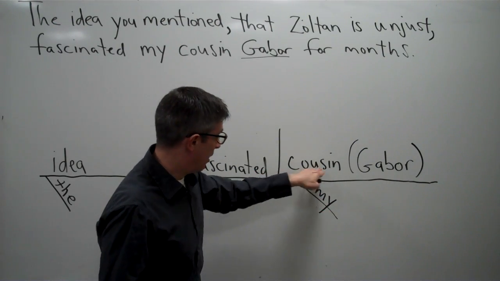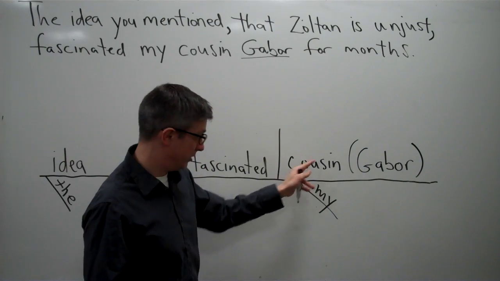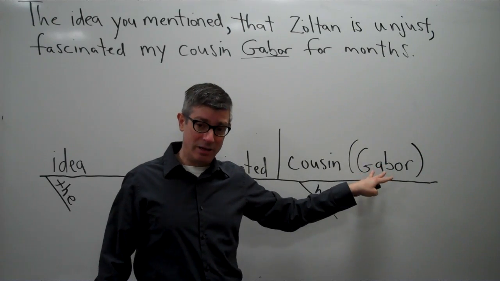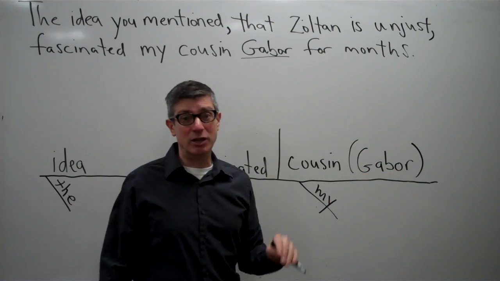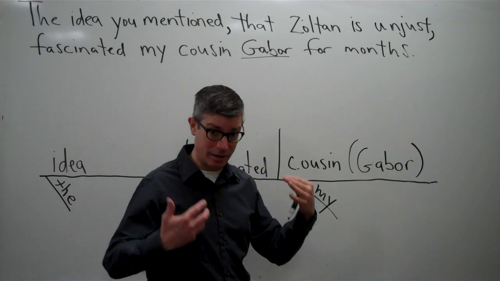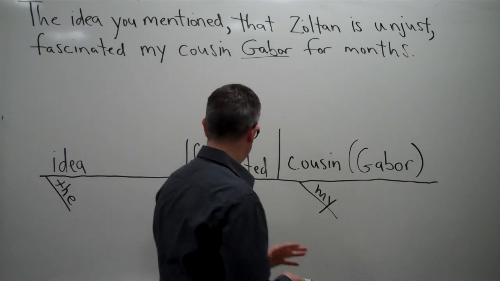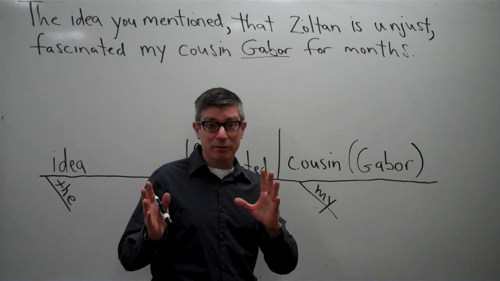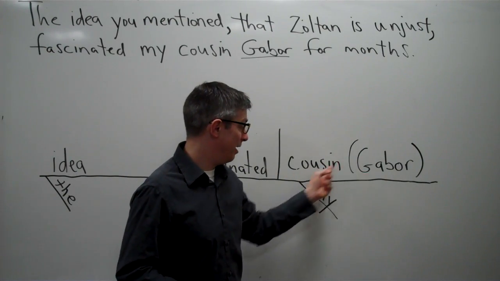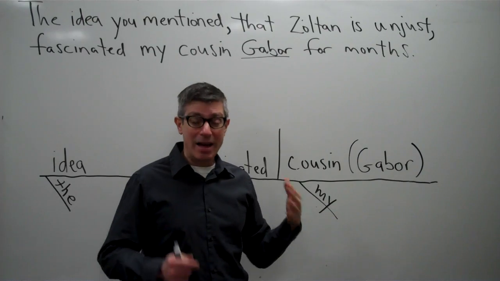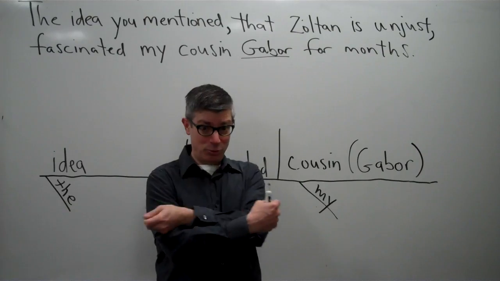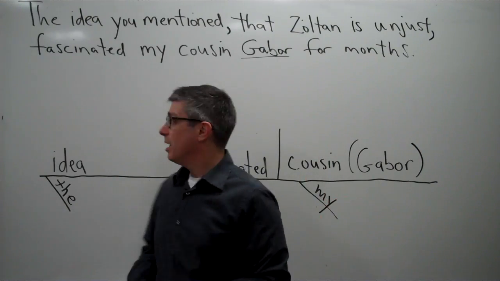So, my cousin, you see there the my descending from cousin, and then parentheses, Gabor. And that's how we indicate that Gabor is an appositive for my cousin. Gabor is my cousin. My cousin is Gabor. And that's how you can tell something's an appositive. You can stick an is between it and the thing it renames, and you get something sensible. My cousin is Gabor, Gabor is my cousin, and you can switch them around because they're exactly equal.